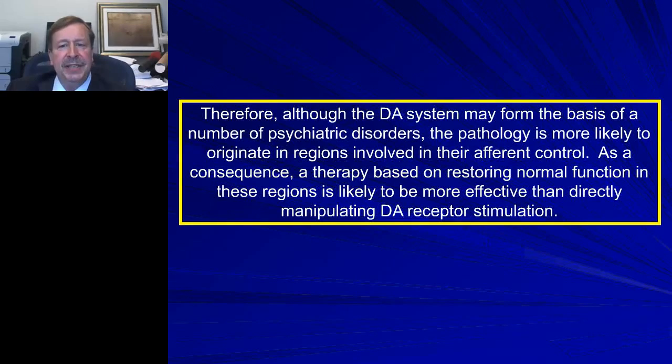So although the dopamine system may form the basis of a number of psychiatric disorders, the pathology is likely not to originate in the dopaminergic system itself, but in areas that control their activity. As a consequence, a therapy based on restoring normal function in these regions is likely to be more effective than directly manipulating dopamine receptor stimulation.